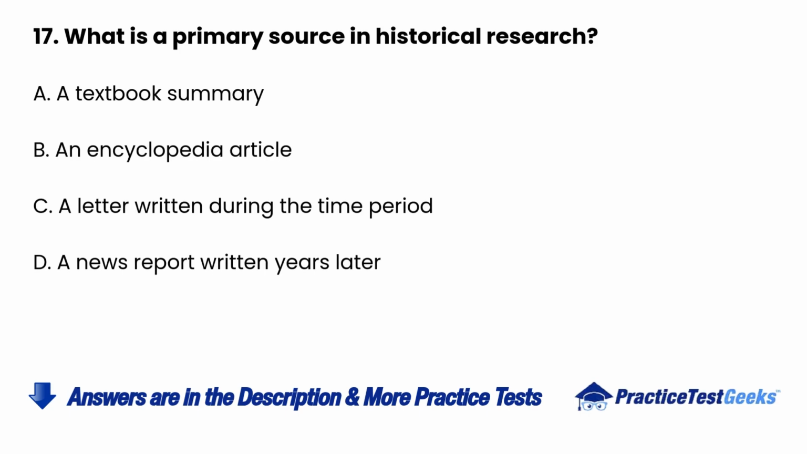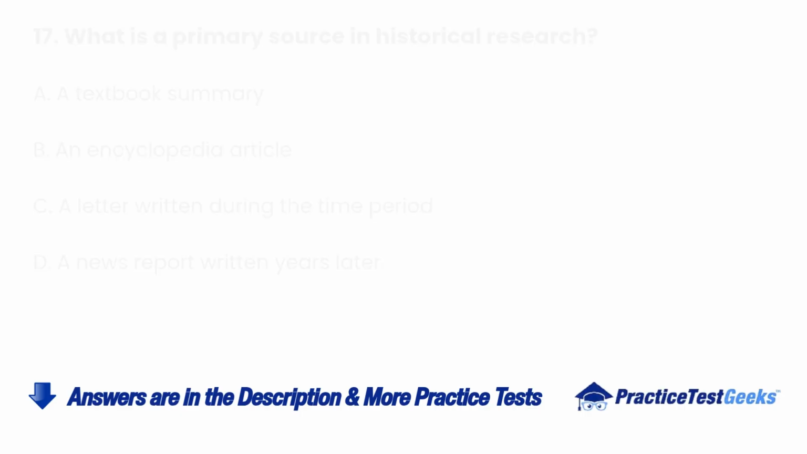17. What is a primary source in historical research? A. A textbook summary. B. An encyclopedia article. C. A letter written during the time period. D. A news report written years later.